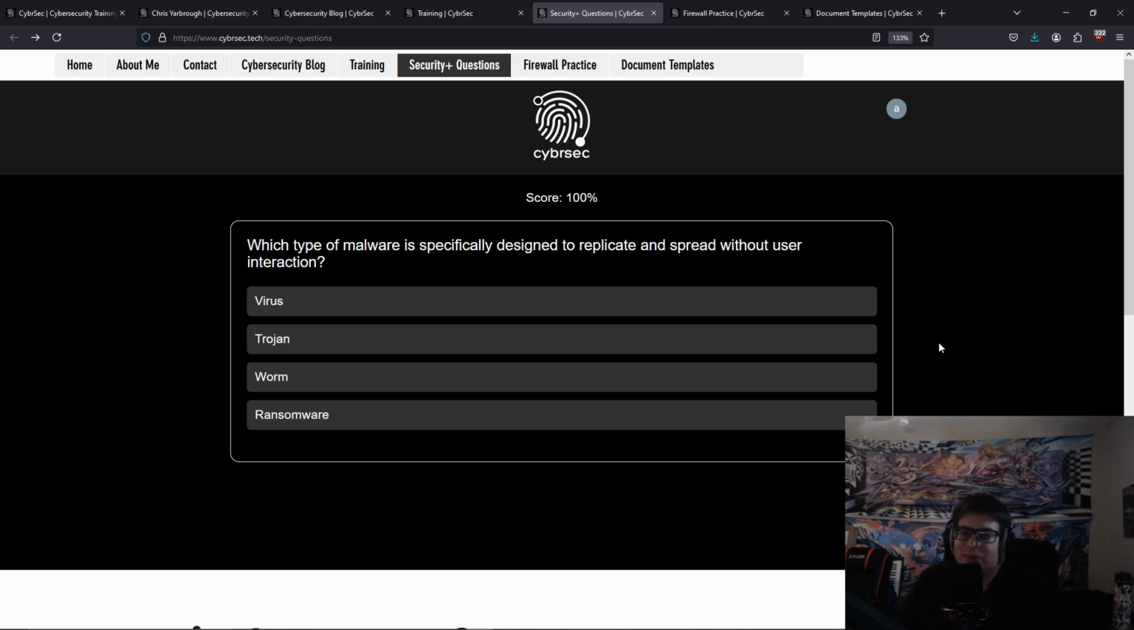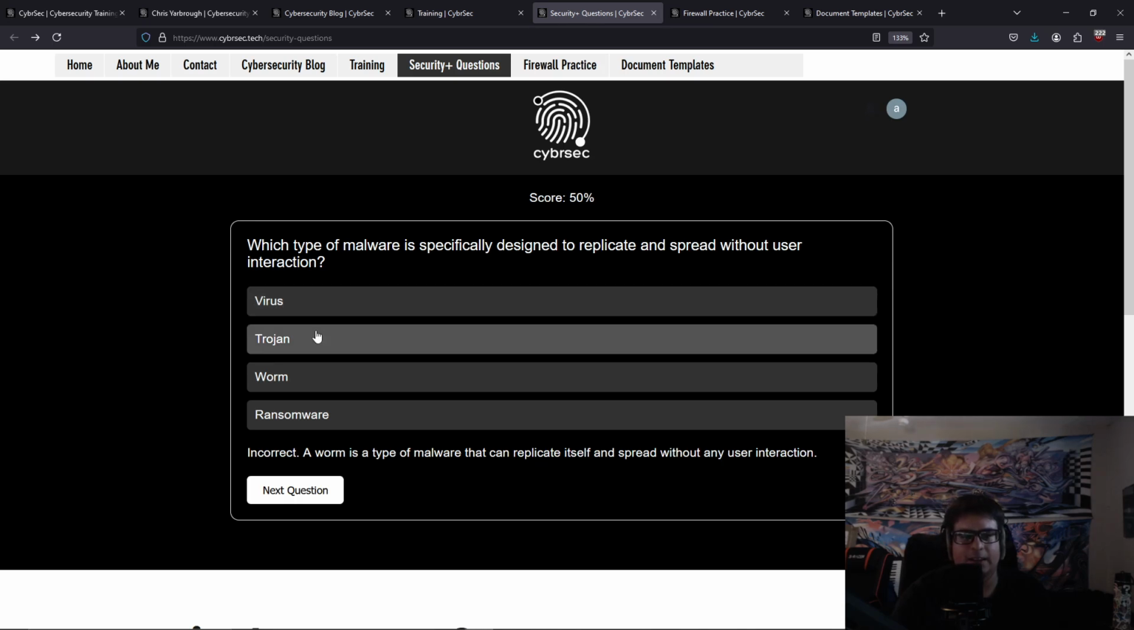Which type of malware is specifically designed to replicate and spread without user interaction? Replicate and spread without user interaction is going to be a virus, right? No, a worm. A worm is a type of malware that can replicate itself without any user interaction. I think a virus needs user interaction, then.